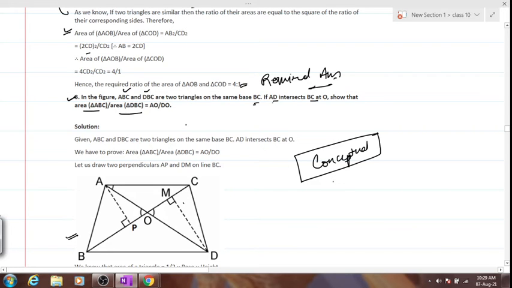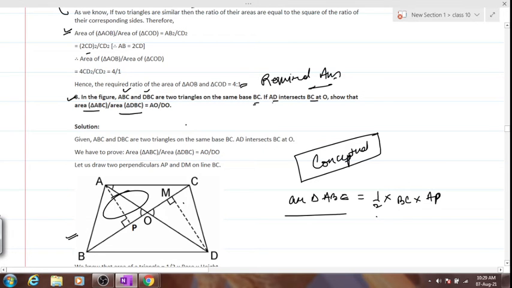See, I'll just give you a basic outline of this numerical. First, we'll draw a perpendicular. Clear? Perpendicular AP on BC and then perpendicular DM on BC. Clear? Now, what will be the area of the entire triangle ABC? Half into base into height. Base is how much? BC. Height is how much? AP. Any doubt?